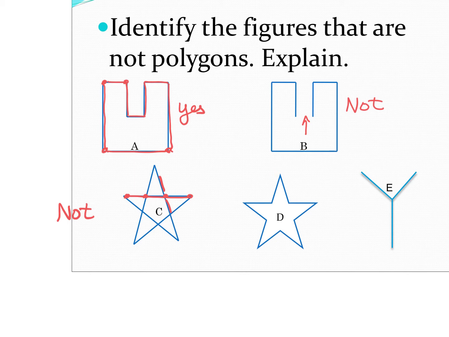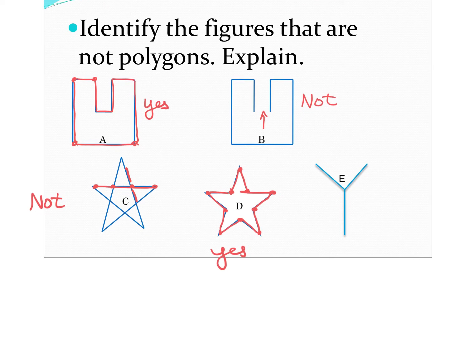The next one, as soon as I took away those inside lines here, this is a polygon. It's a closed figure. Each one of the segments is only touching the other side. I don't have any collinear points. So this one is a polygon. Yes. And then the last one, this one is not a polygon. It's not a closed figure, and the sides are not intersecting at both endpoints. So this one is not a polygon.